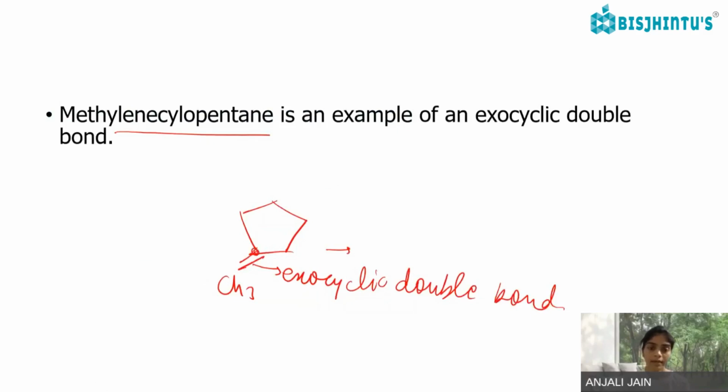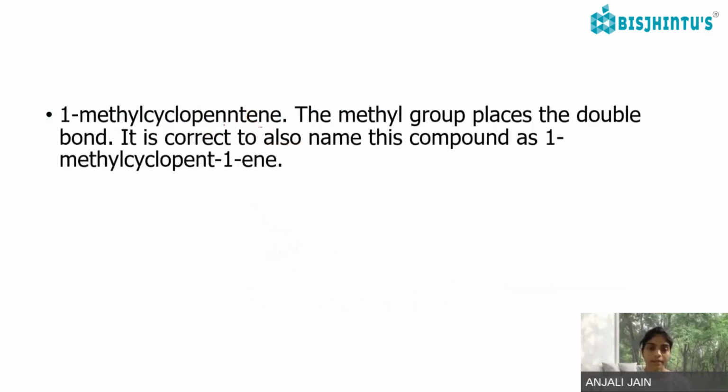Okay, because we know that here the exocyclic double bond is coming. Then if I say 1-methylcyclopentene, at the first position there is a methyl group, and the double bond is inside the ring. Okay, so the methyl group is endocyclic. The methyl group places the double bond. It is correct.